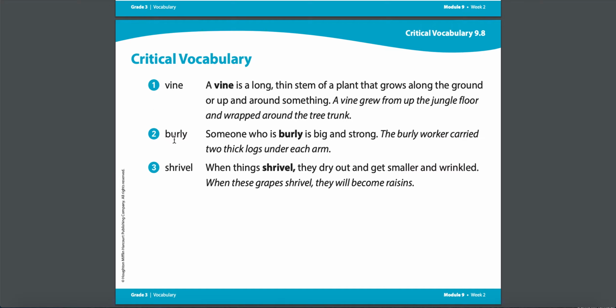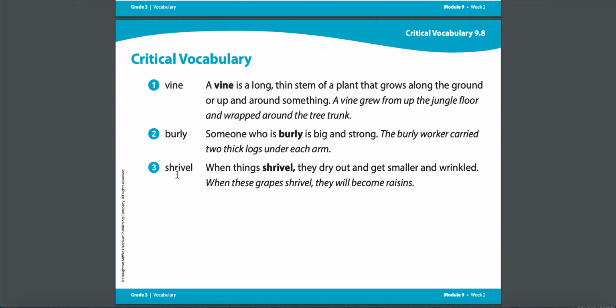The second one, burly. Someone who is burly is big and strong. The burly worker carried 2 thick logs under each arm. So someone that's very strong is burly.